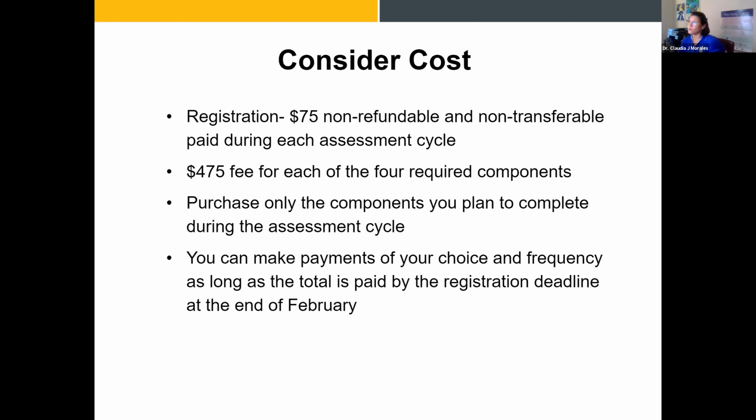Each certification is composed of 4 components, and each one costs $475. You don't have to do those in order, and we're going to talk about that as well in a minute. Now, something that is new this year is that National Board also allows teachers to make payments. So if you take one component, you don't have to pay the $475 at once. You can make payments throughout the semester. So that is something that's very helpful to some teachers.